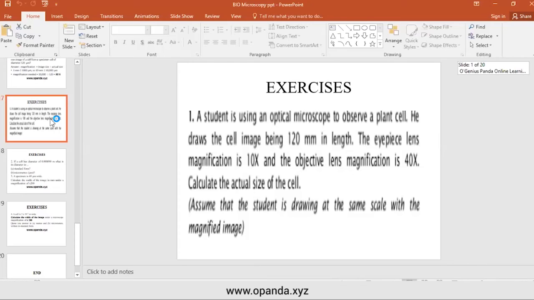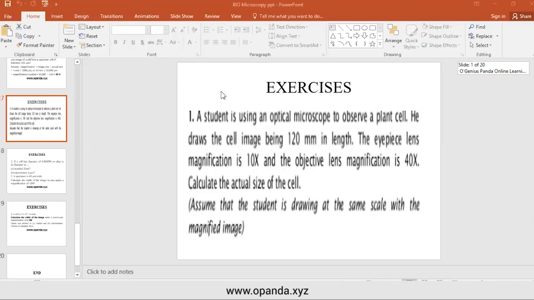Assume that the student is drawing at the same scale with the magnified image. The way I have done this question, they told us that we have eyepiece magnification of 10 and objective lens magnification of 40. Then what we needed to first do is to calculate total magnification.